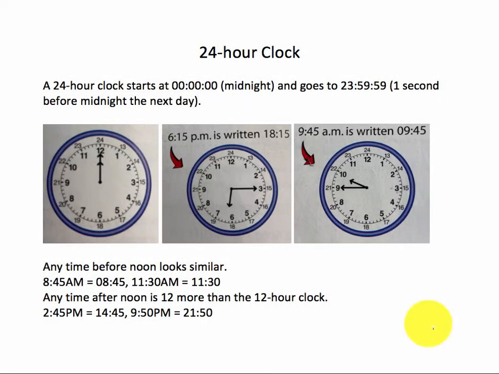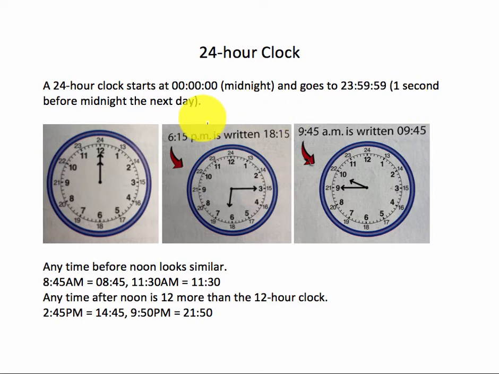And for the 24-hour clock, remember that it starts at midnight. That's when the day starts. So we represent that with 00:00:00. That means there's been no hours, no minutes, and no seconds that have passed into this new day. So that's right on the dot, right at midnight. And that will go all the way to 23:59:59, which is 1 second before midnight the following day.